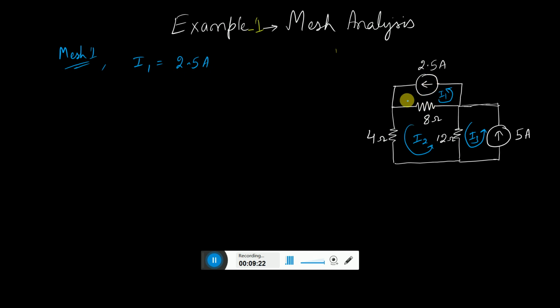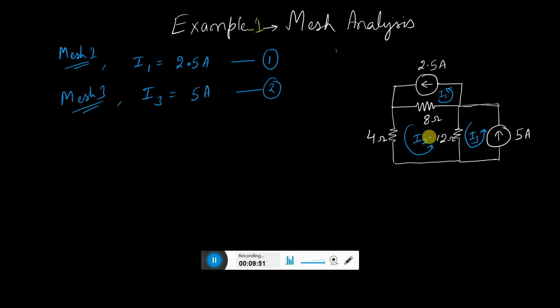It is shared in only one mesh. So I1 is equal to 2.5 ampere. So this is one equation. Similarly, let us take mesh 3, because in mesh 3 also, in this question, it is very easy. In mesh 3 I need not apply any KVL. Simply I can write that I3 is equal to 5 amperes. So I3 is equal to 5 ampere. This is another equation.